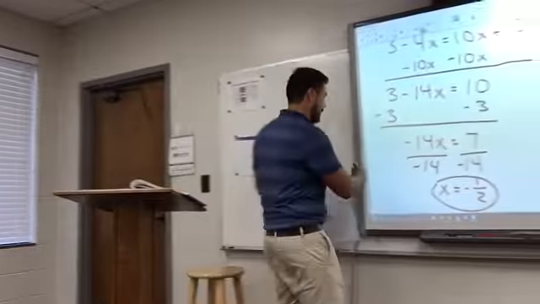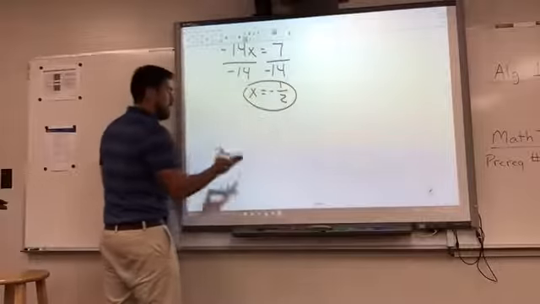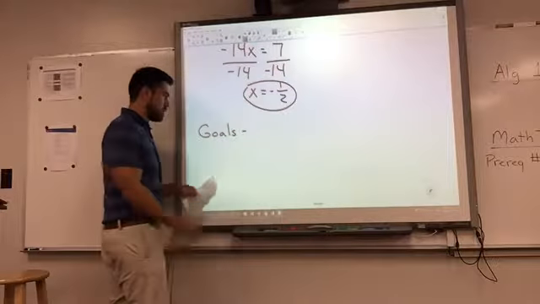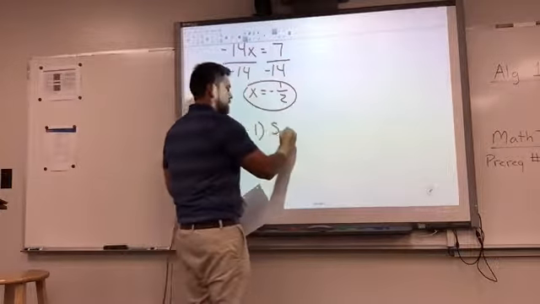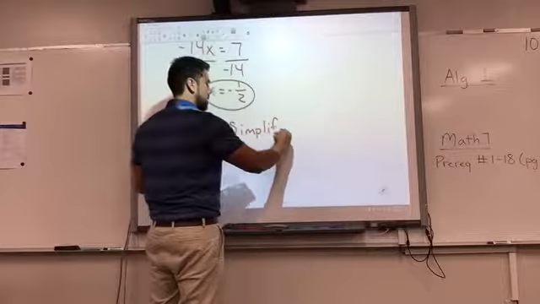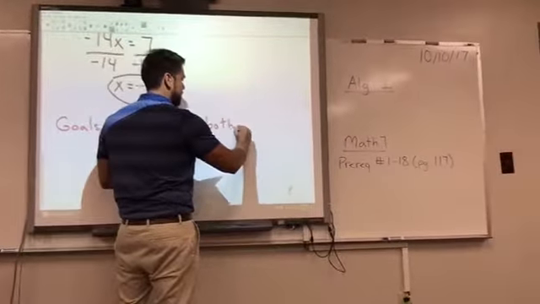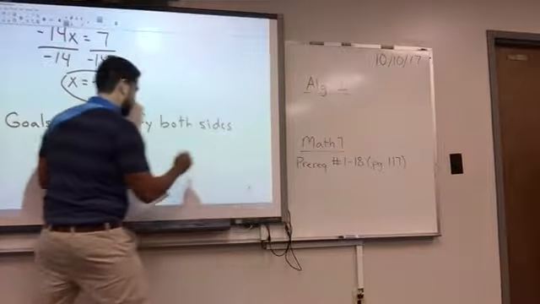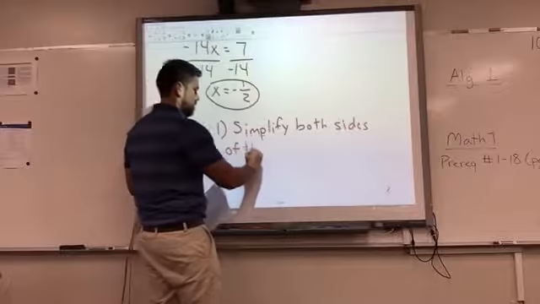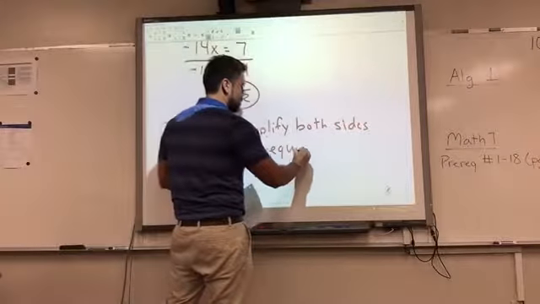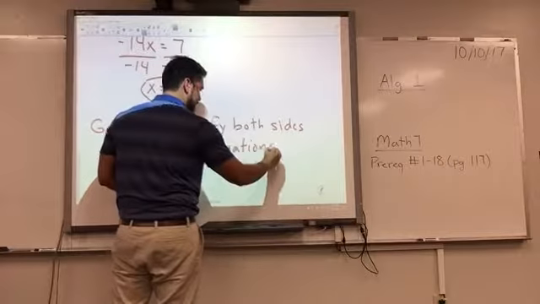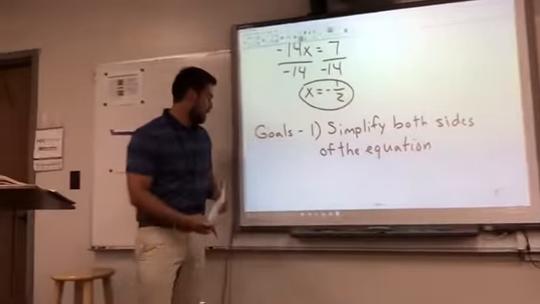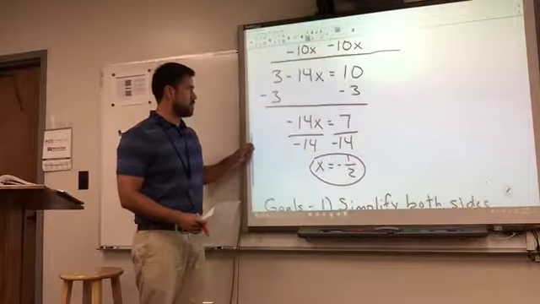All right, here's what I want you to get down for your notes. We just worked it out twice. I'm going to give you some goals on these problems. So these are things you need to keep in mind. Goals. Number 1, simplify both sides of the equation. And this will be more and more important as the equations get more complicated. Both sides of the equation. That's your first step.